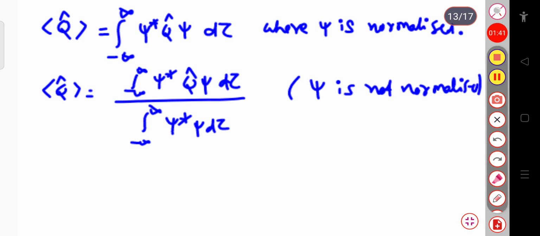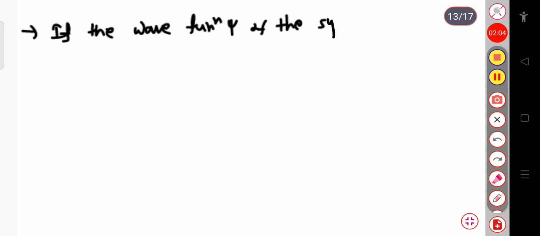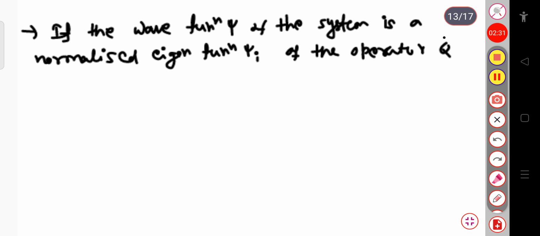Now first of all we will see, if the wave function psi of the system is a normalized eigenfunction, let me call it psi i, of the operator Q cap, then we can write Q cap psi i equals lambda i into psi i, and here you know this lambda i is called the eigenvalue.